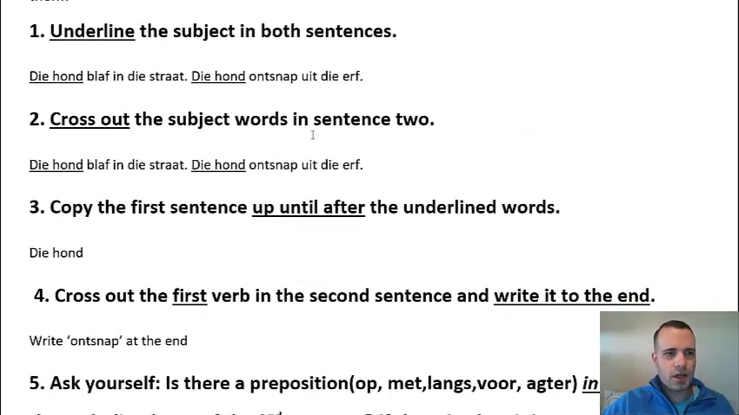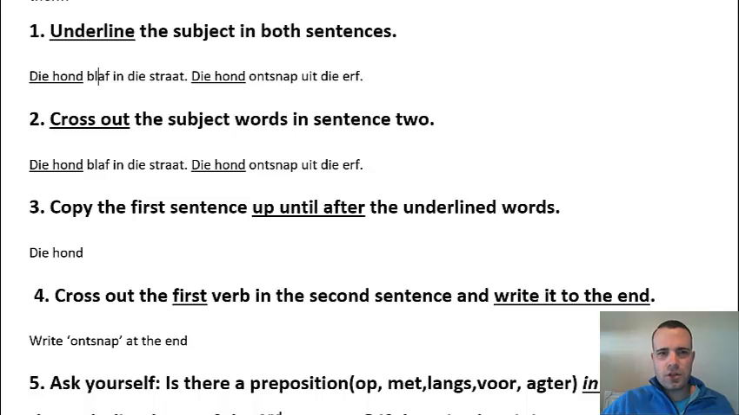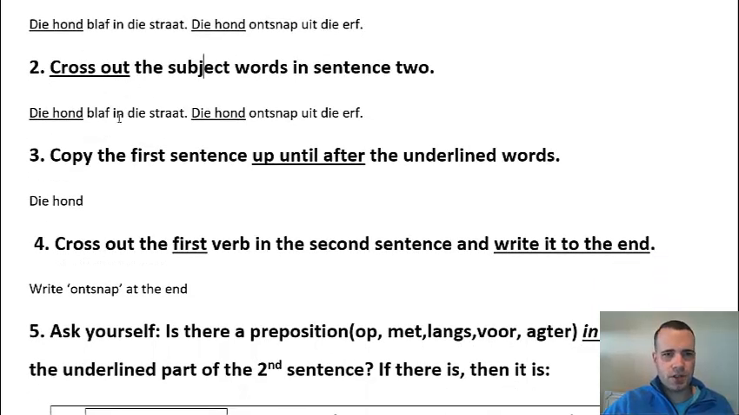We're going to use this example sentence just to go through the 7 steps. Die hond blaf in die straat, die hond ontsnap uit die erf. Now you'll see in this sentence you have die hond and die hond. That is repeated. So step 1: underline the subject, all the repeated words in both sentences. Die hond and die hond, we underline it. Step 2: cross out the subject words or the repeated words in sentence 2. So this one, die hond, you're going to cross that out. Goodbye.